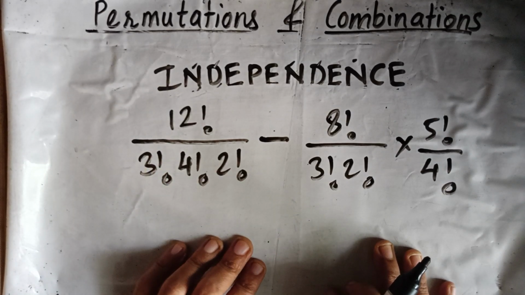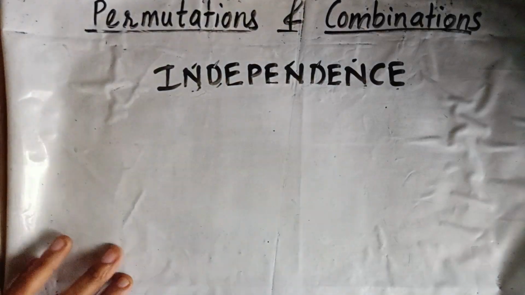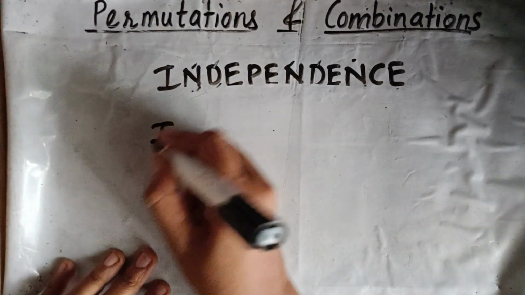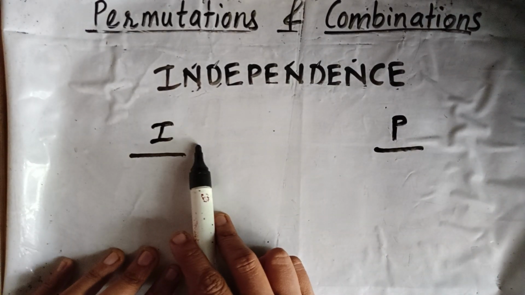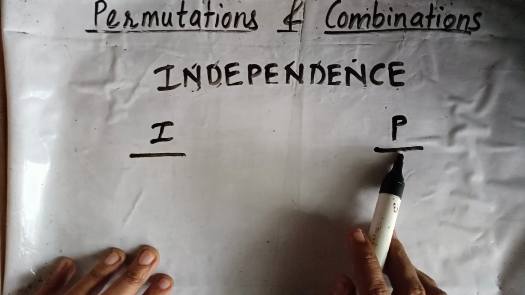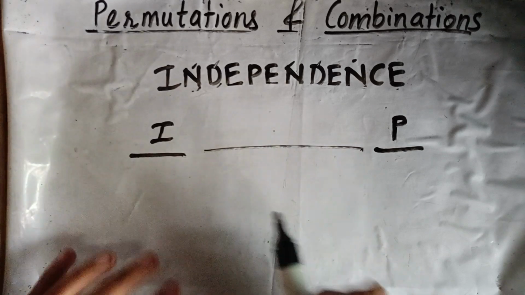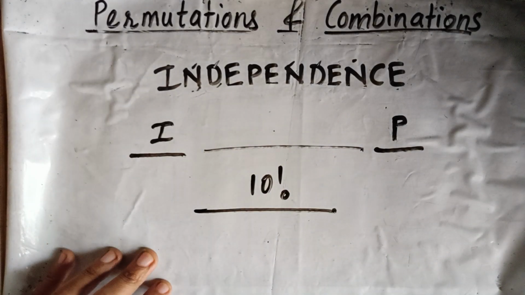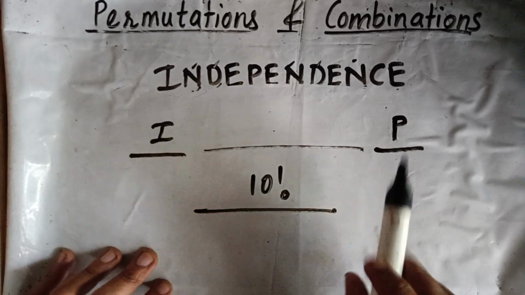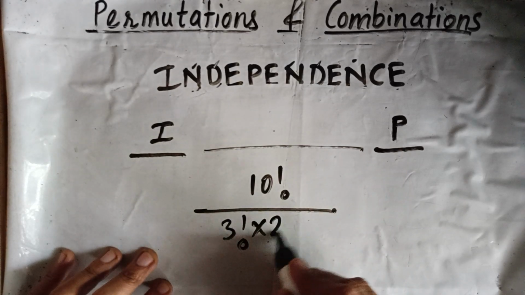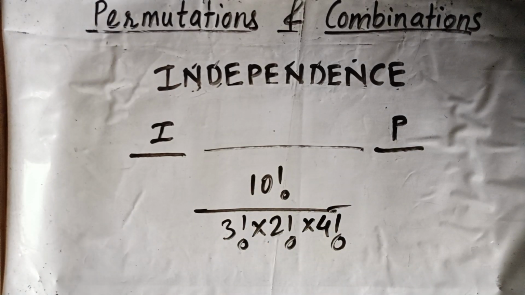Then, do the words begin with I and end with P? So here you have to fix I in the first place, and in the last place it is P. So in total there are 12 letters. We are fixing I and P, so there will be 10 letters in between. So we have 10 choices. And how many are repeated now? P is not repeated, I is also not repeated, N is repeated 3 times, D is repeated 2 times, E is repeated 4 times. This is the required number of arrangements.